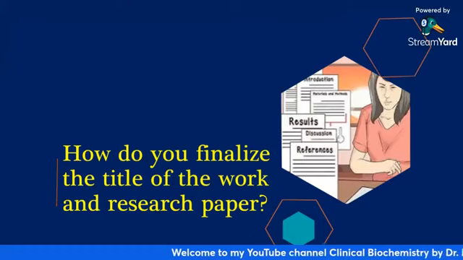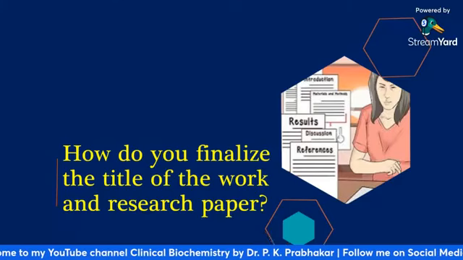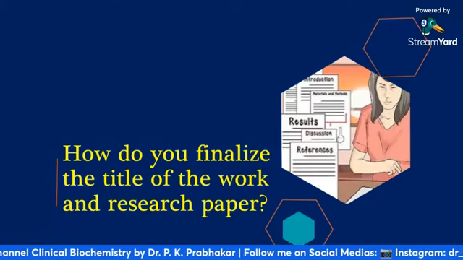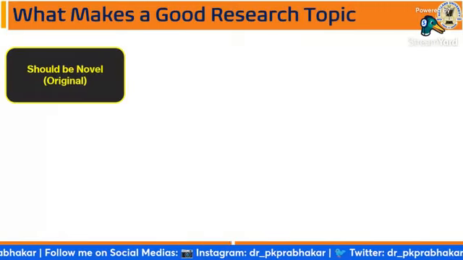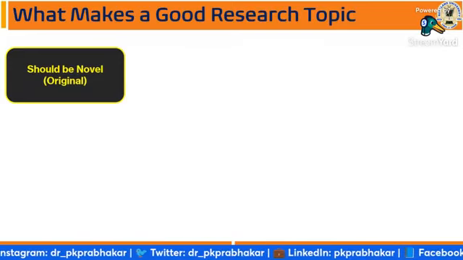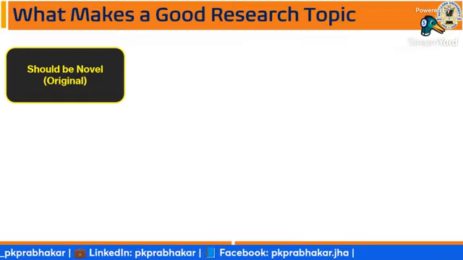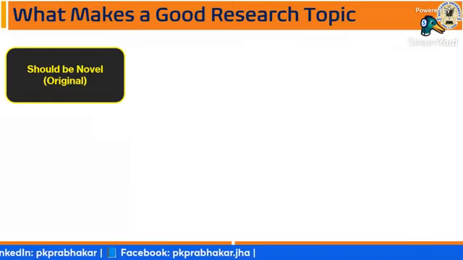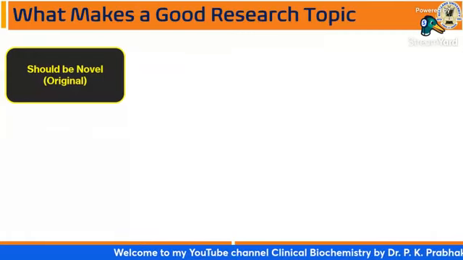The last part of the talk is how to finalize the title of your work or research papers, either for your research work or for research papers. So what normally makes a good topic? Your topic should be novel. Novel means it should be original. How can you find that your topic is novel? For that, you do a literature search. You have done a sufficient or effective literature search on the different databases as per a specific subject area. As much literature search as you do, that much novelty you will get. So you will ultimately find a good topic which is novel.